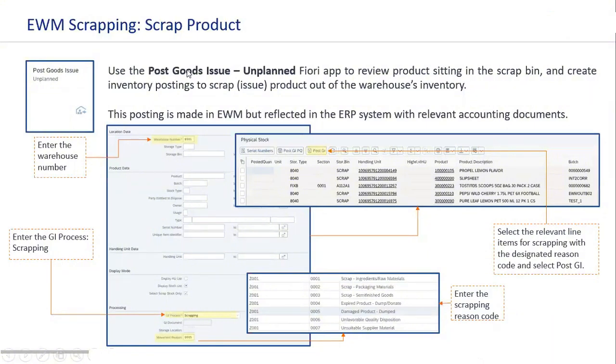So scrapping product, use the post-goods issue unplanned Fiori app to review the product sitting in the scrap bin. So this would be the bit, Paul, after what we've just done. You'd review the product sitting in the scrap bin and then create inventory postings to scrap it, and that would remove the inventory from the warehouse.